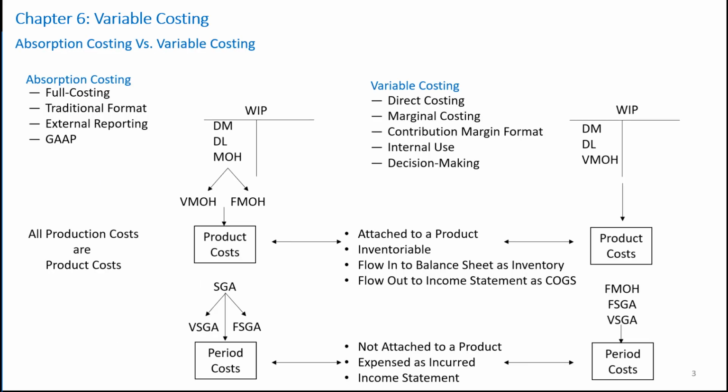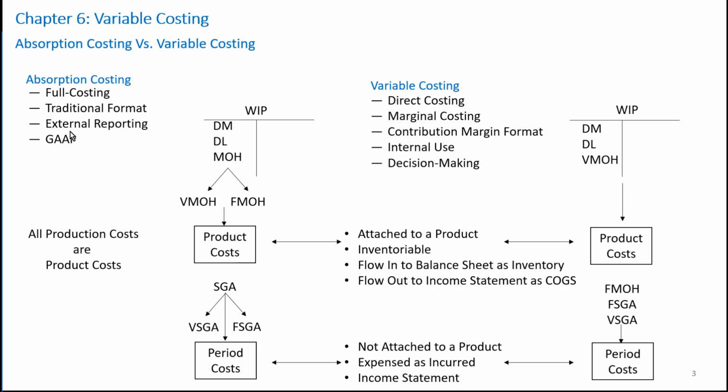So let's move on to a discussion of absorption costing and variable costing. Absorption costing, also known as the full costing, GAAP-required, traditional format income statement, is required for all external reporting. Companies don't have a choice here.